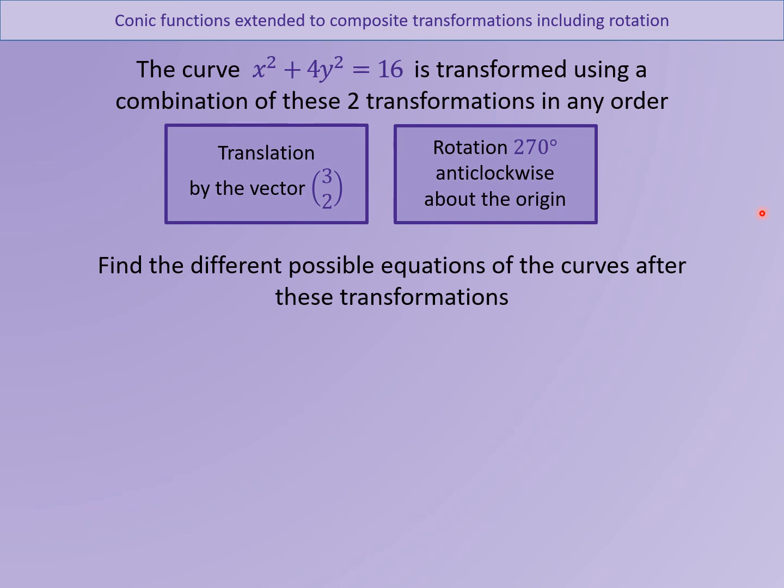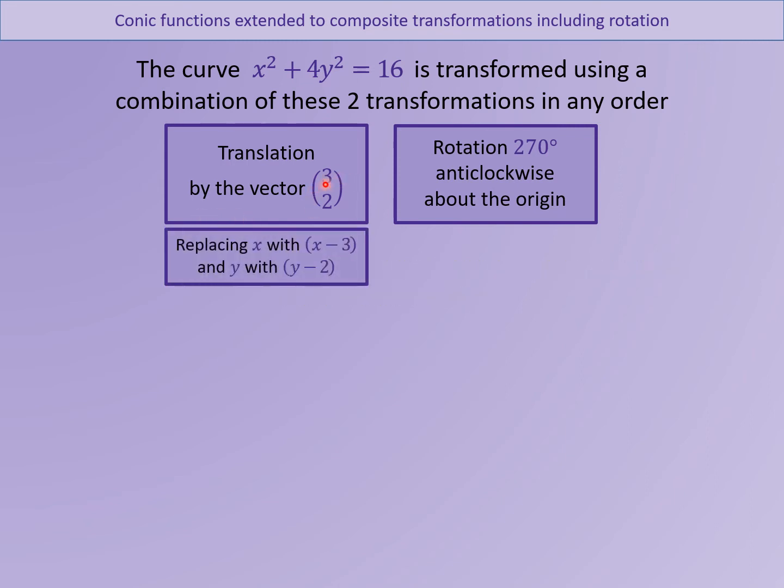Right, so let's see if you got it right. The first thing you should have done is thought about how to write a translation by the vector (3, 2). If I wanted to do a translation by the vector (3, 2), I know that means replace the x with x minus 3 and the y with y minus 2.